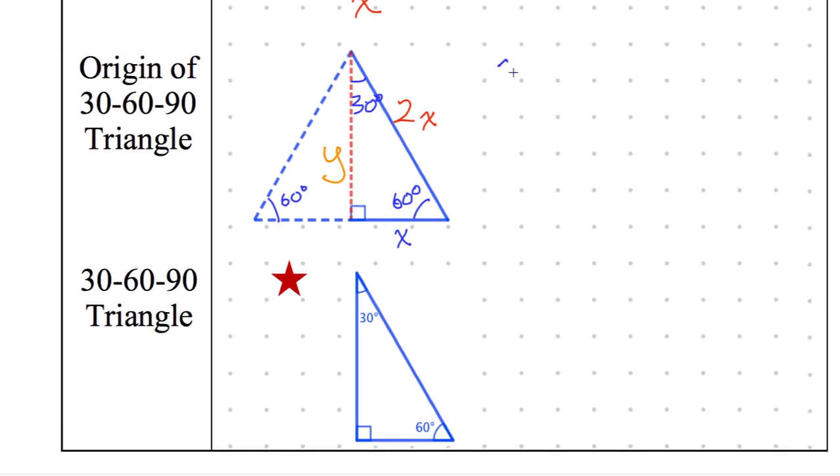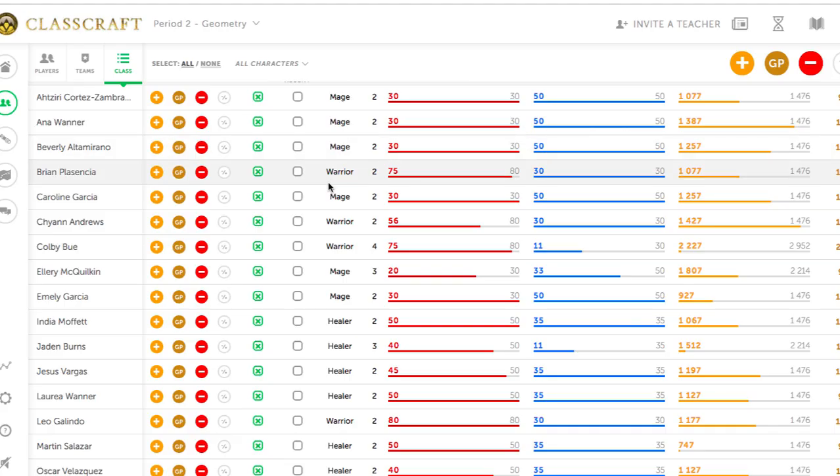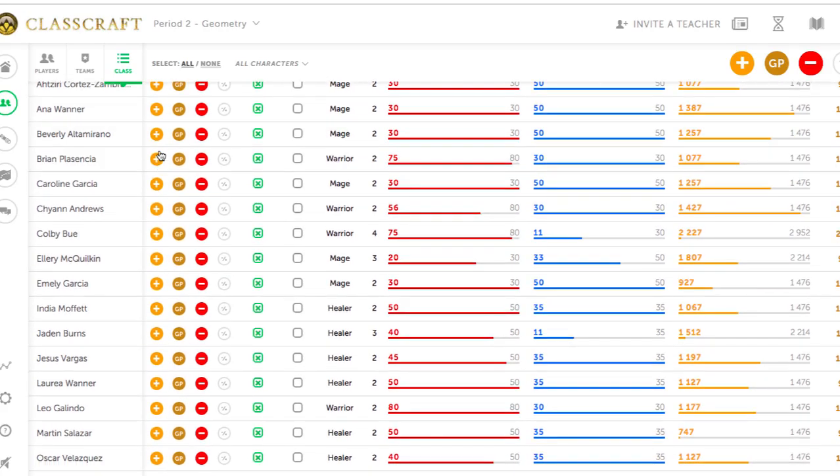x squared plus y squared equals (2x) squared. There it is. Thank you, Beverly. Go ahead and write it down. And be careful here because it's 2x. All of this 2x squared, not just the x squared. So we do need parentheses around here. Thank you, Beverly.